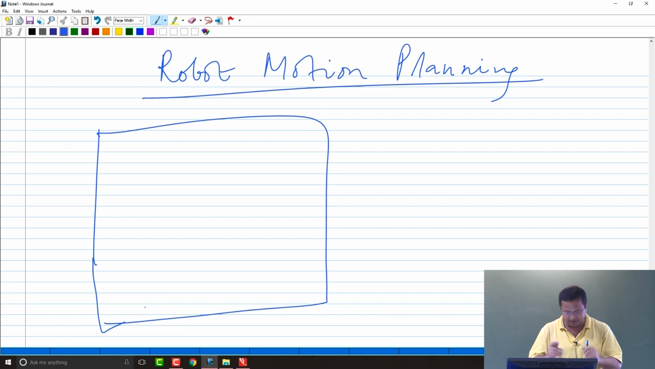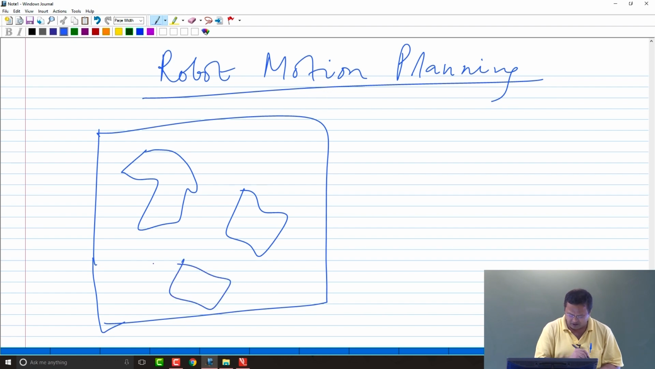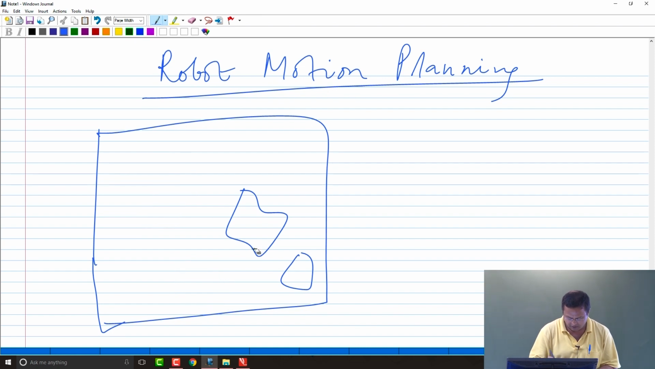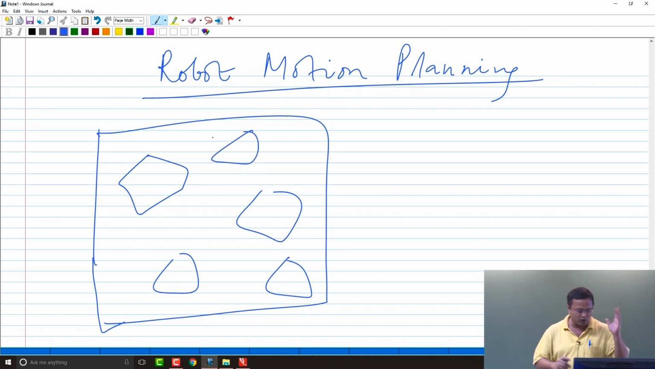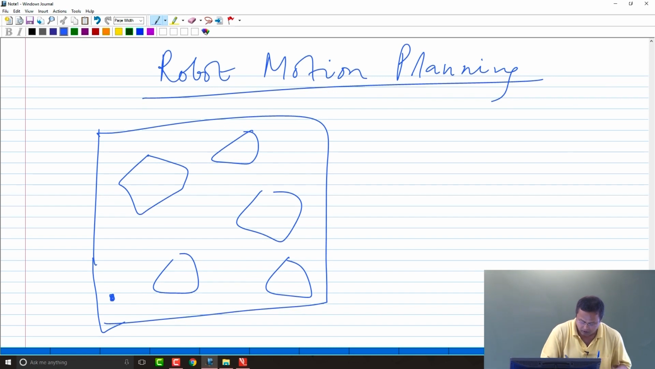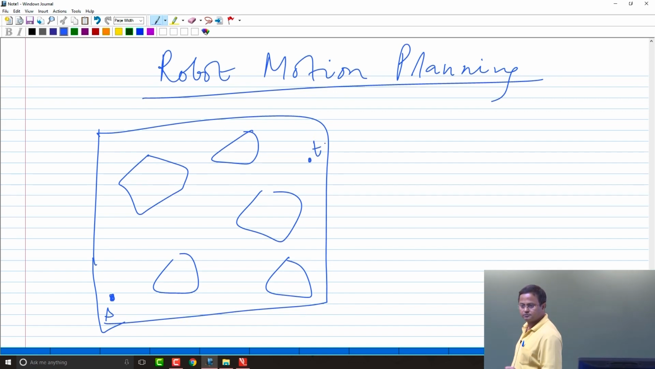You have a domain and you have polygonal obstacles, right. To make our life simpler, let us think of even convex polygonal obstacles. The same thing can be argued for non convex ones. Say you have a point robot which starts from a source S and wants to go to a destination T. How do you figure out whether there exists such a path?